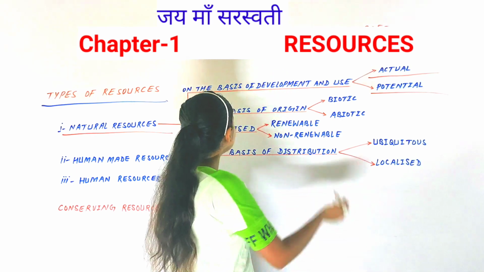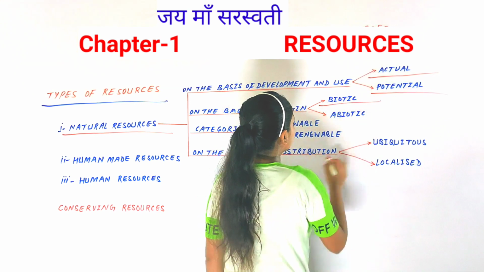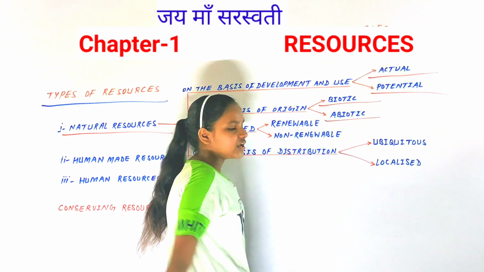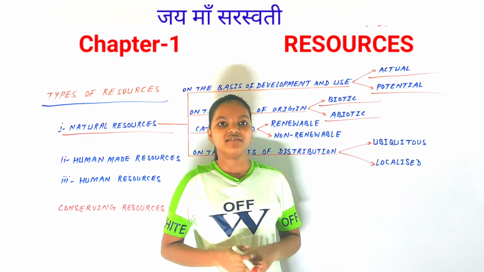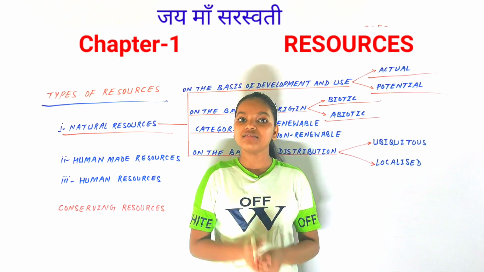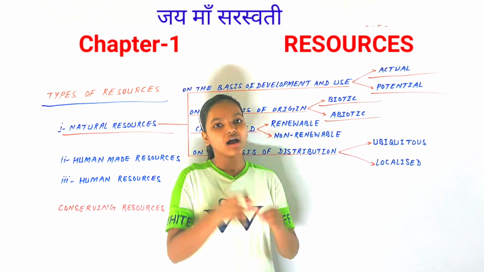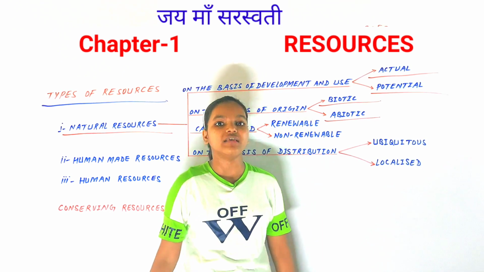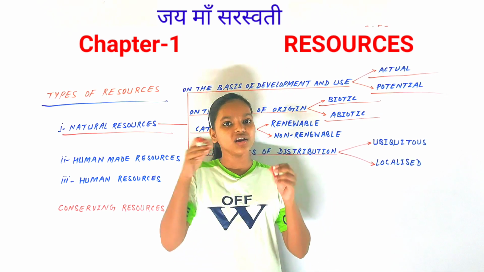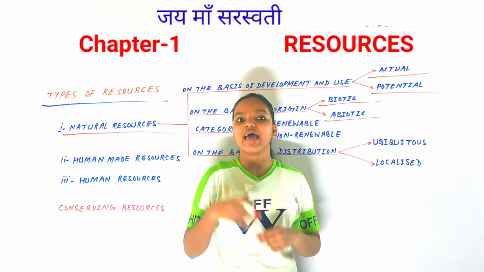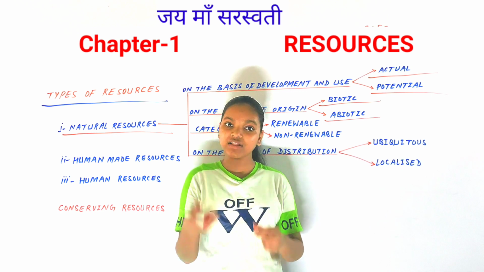Now next, on the basis of their origin, there are also two classifications: biotic and abiotic. Biotic resources are living resources, living organisms, for example plants and animals, because they are living things. All living things are biotic resources. And next is abiotic resources, that is non-living things. All non-living things like soil, rocks and minerals are examples of abiotic resources because they are not living things.